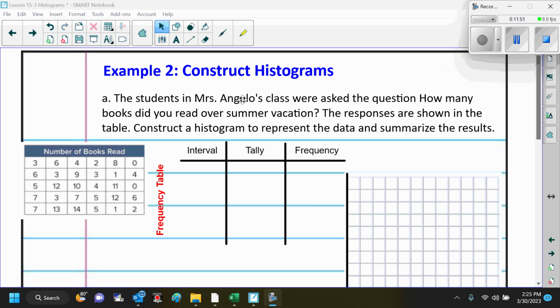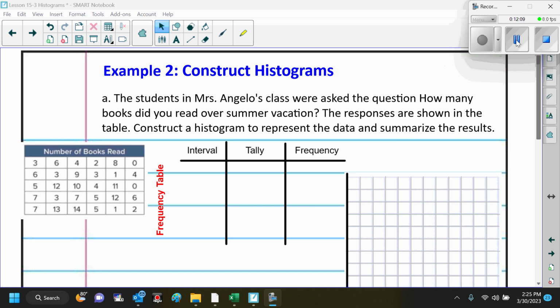So let's do example 2 together, and then I'll let you go do the example 1B and example 2B on your own, okay? So it says, a student in Mrs. Angelo's class were asked the question, how many books did you read over the summer vacation? The responses are shown in the table right here. We want to construct a histogram to represent the data and summarize the results.